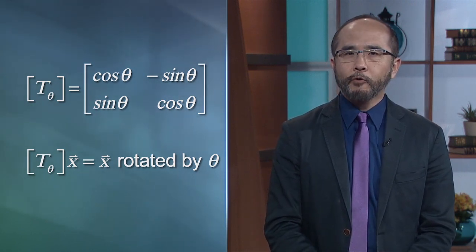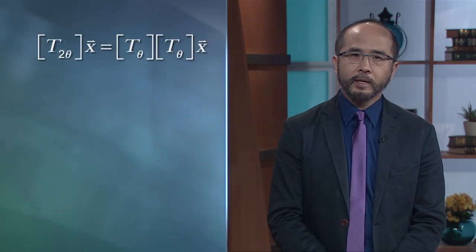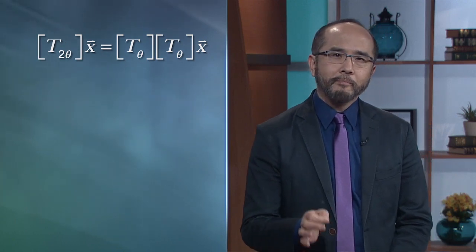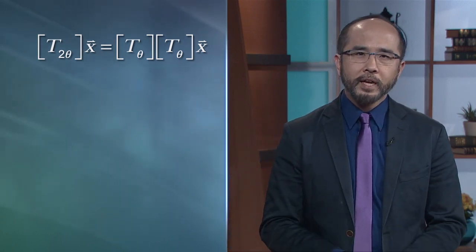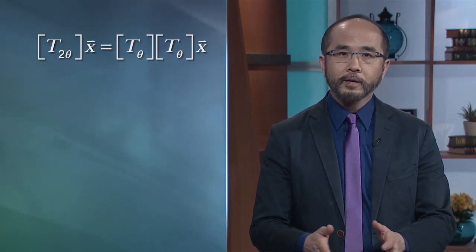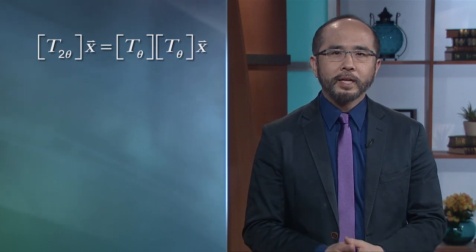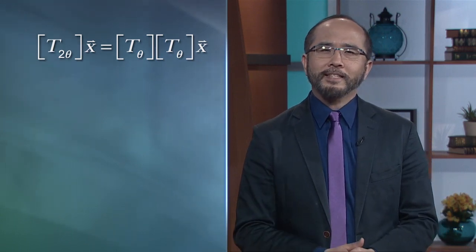What happens if you perform this rotation twice in a row? Well, clearly you should get rotation by 2 theta. But this must mean that the matrix representing rotation by theta, when multiplied twice in a row, in other words, squared, must be equal to the matrix representing rotation by 2 theta. Let's just see if that's the case.